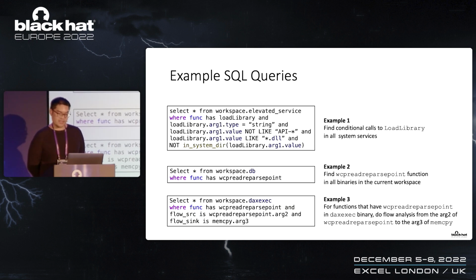Here are some examples that we actually use for bug hunting. The first one is looking for a target function with specific argument and type. The second one is searching for a target function in all binaries in the current workspace. The last one is looking for functions containing the target function call in your target binary. If such functions are found, do flow analysis from the second argument of the source function to the third argument of the sink function.